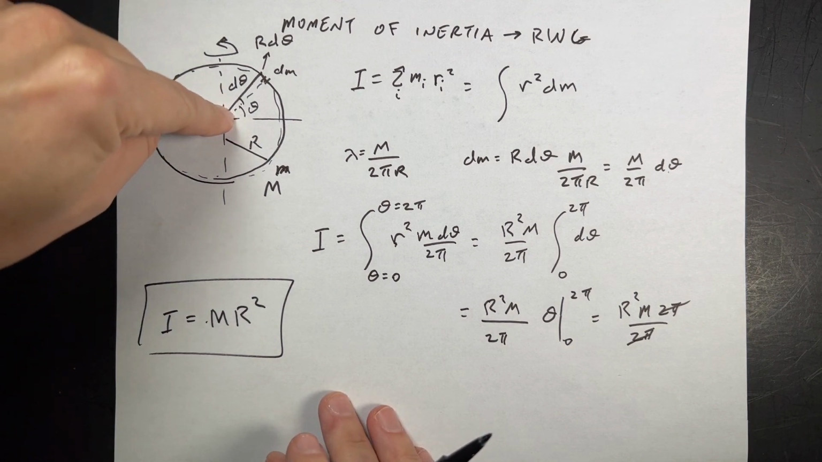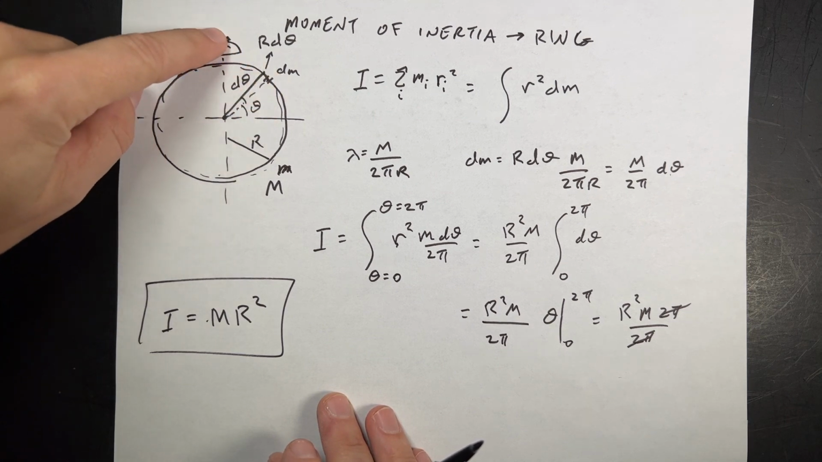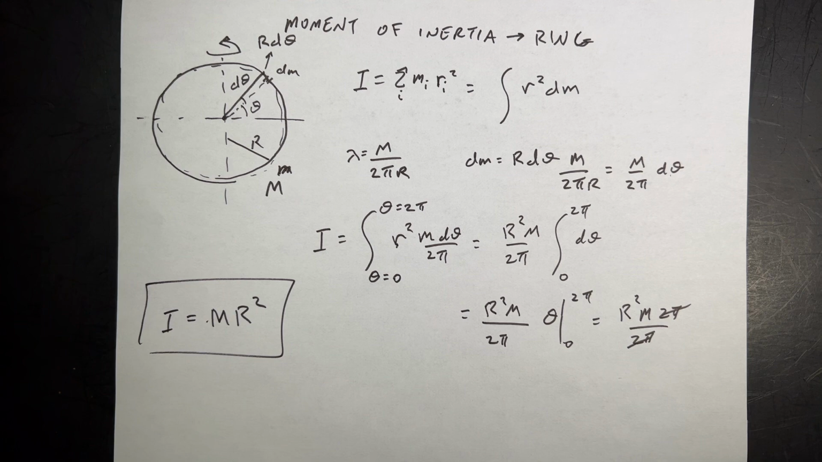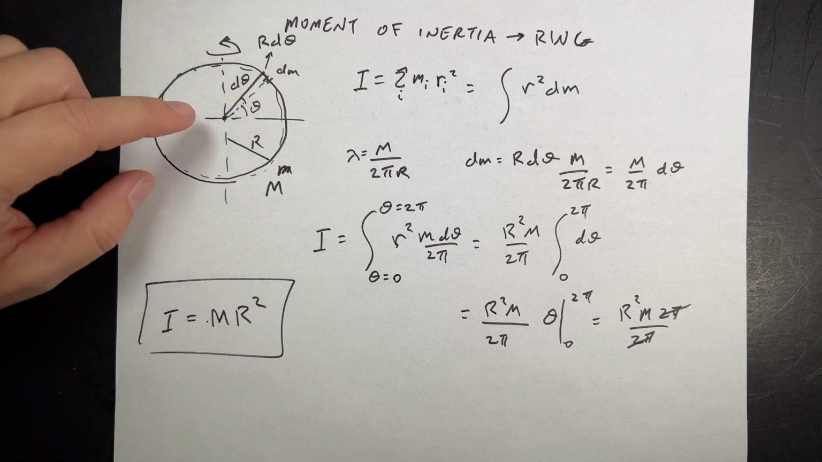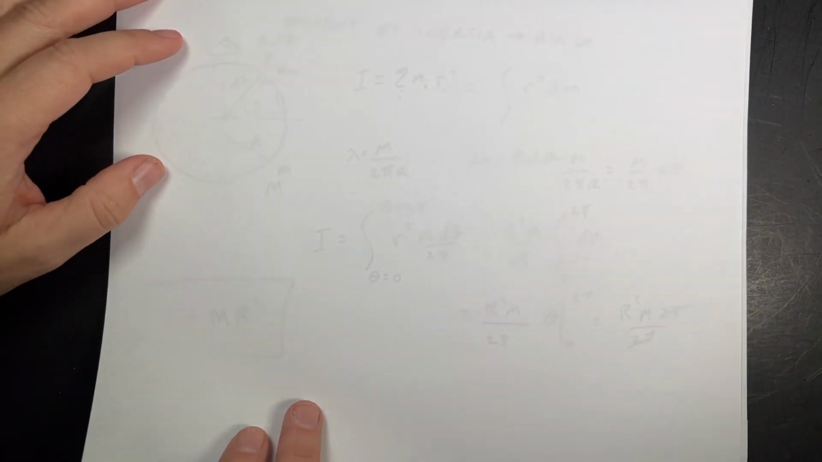If you spin it about this axis, right? It's pretty easy to integrate. You don't even have to do it. All the mass is the same distance away, so I can just take all that mass, multiply by its radius squared, and I am done. Okay. Now let's do this other case.